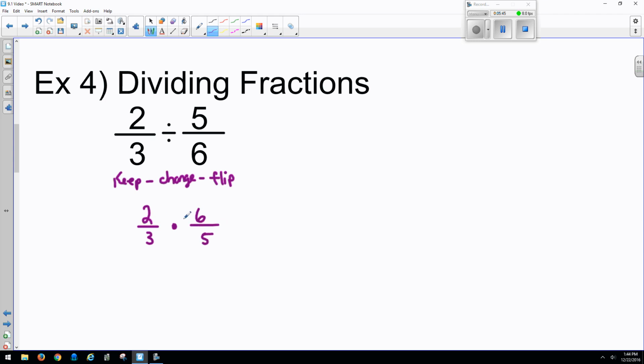And then from here, we're back to multiplying. And so I can divide out the 3 with the 6, and I multiply whatever's left over. So 2 times 2 is 4. In the denominator, I just have 5. So you got to remember this. Keep, change, flip when you're dividing fractions.